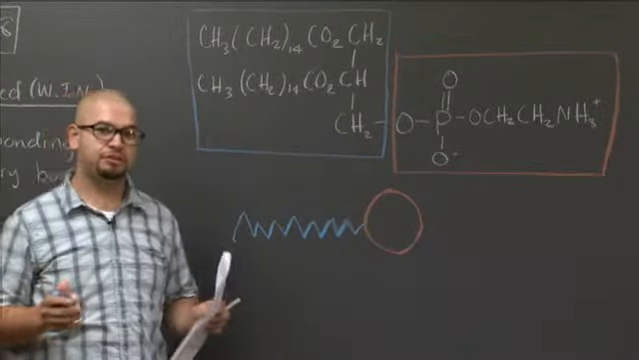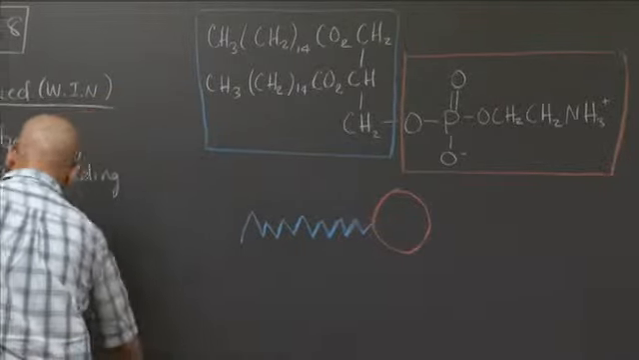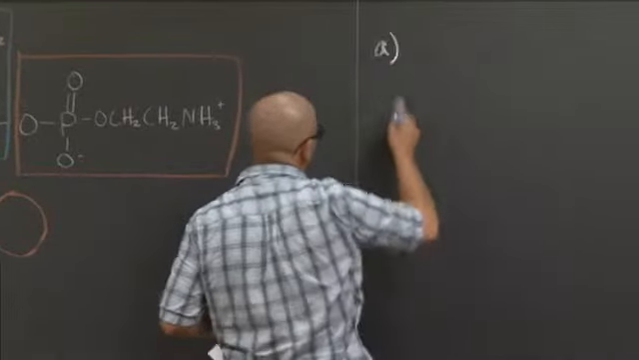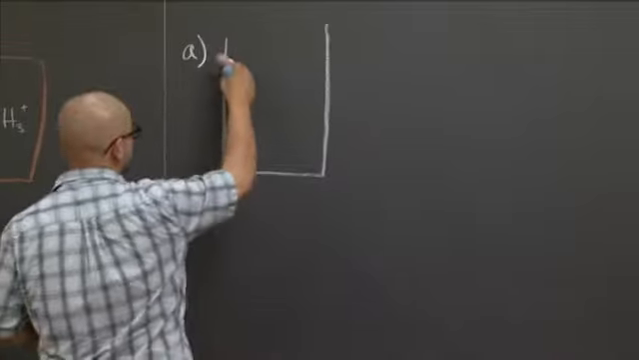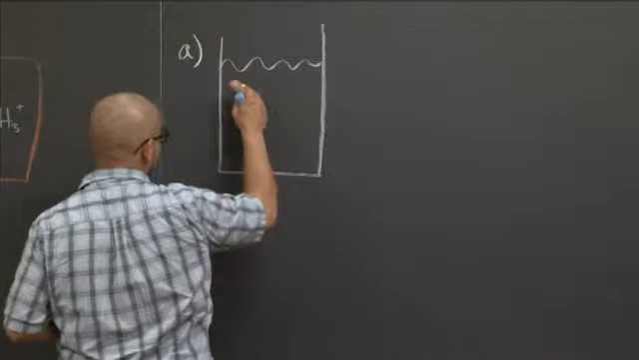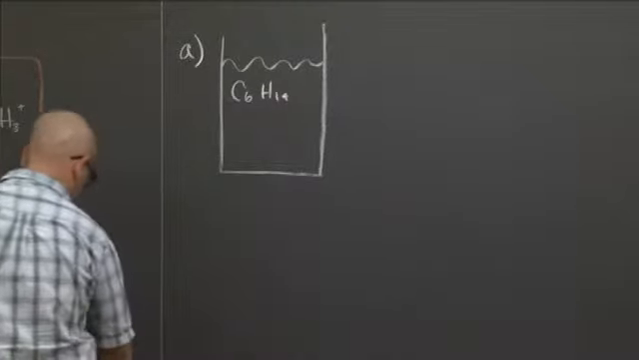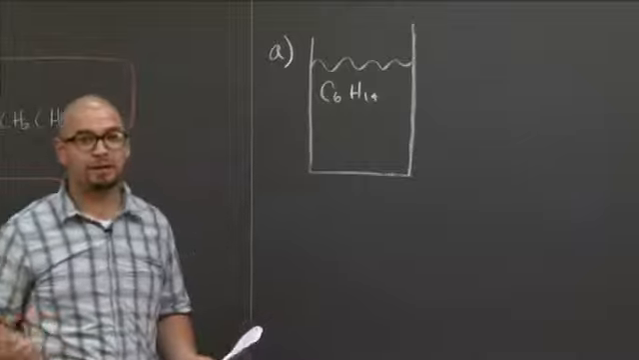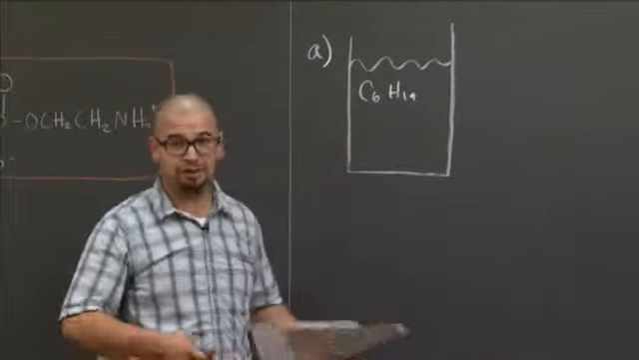So we want to go ahead and draw the arrangement together when it's added to hexane. So the first thing to do, or the easiest thing to do, is to draw a picture. So if we come over here to the right, this is part A. I'm going to draw a beaker with hexane. And I know that as soon as I look at my chemical formula for hexane, which is C6H14, and it's a hydrocarbon, I know that it's nonpolar.